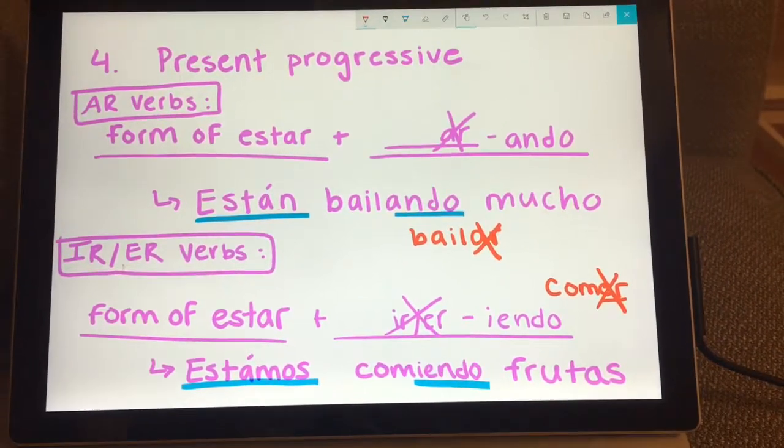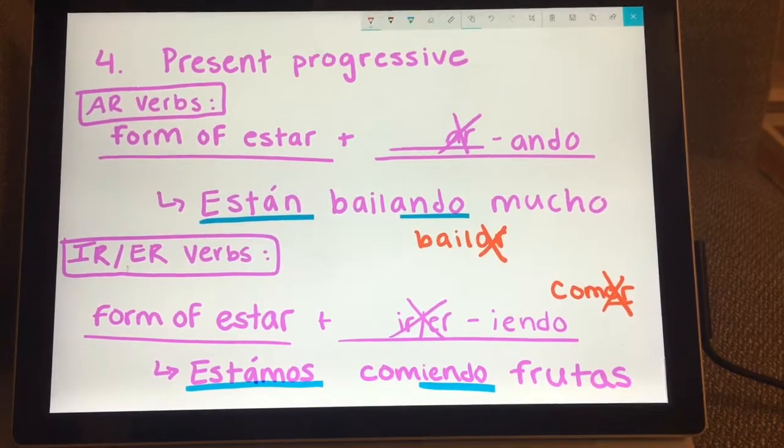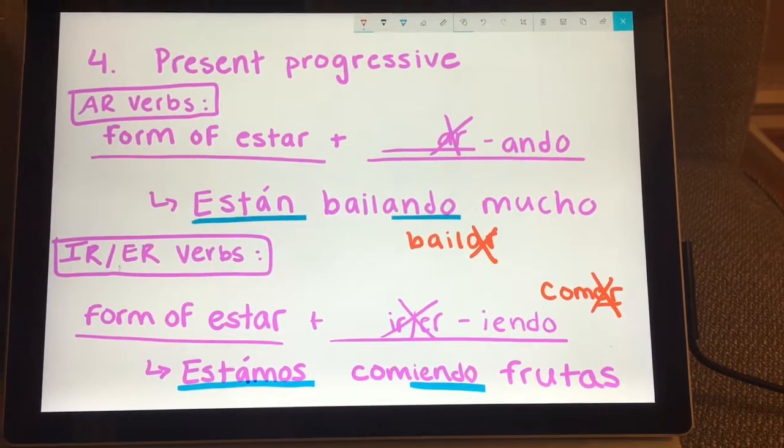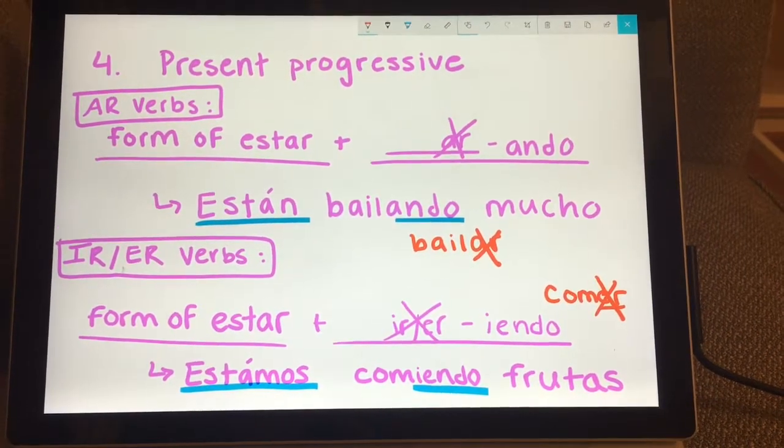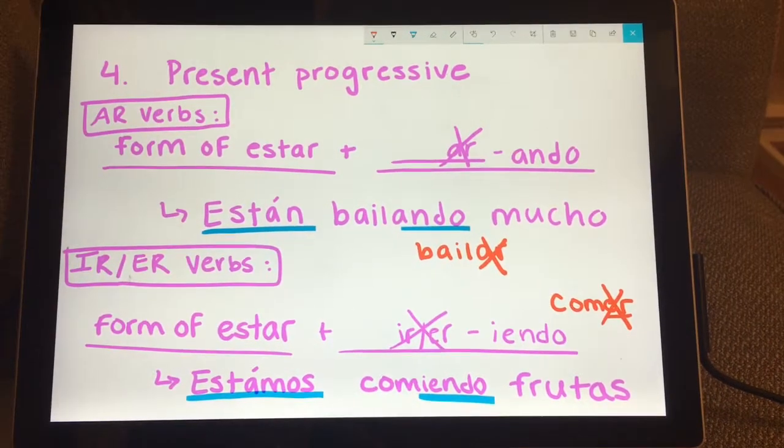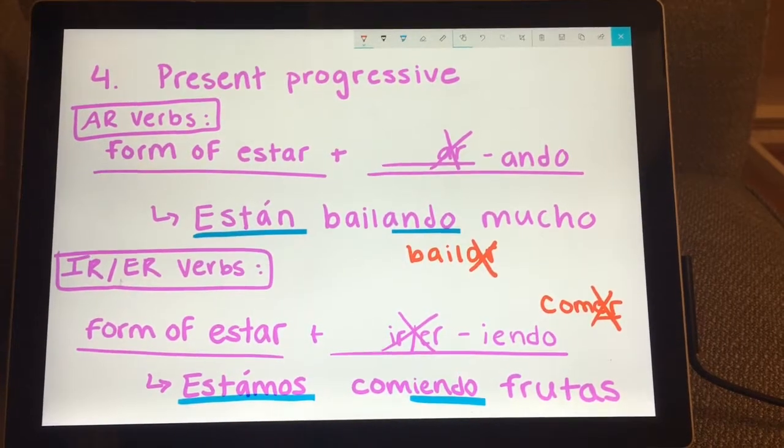All right, so that's a repaso de ser y estar, and hopefully you can now differentiate between when to use ser and when to use estar and to use the correct conjugations.